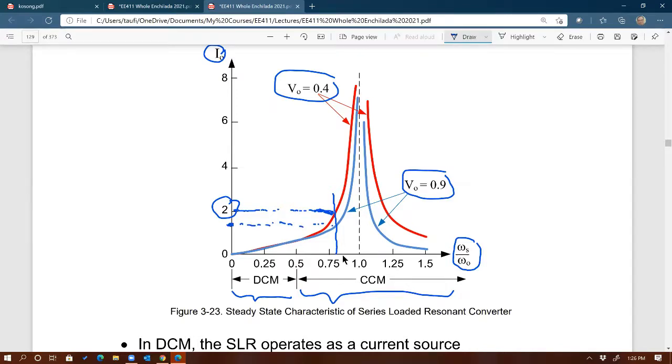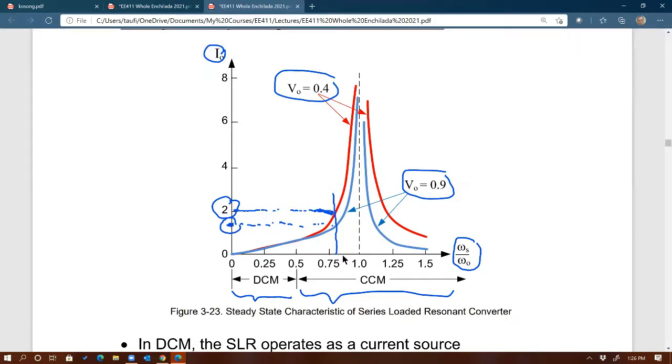The current is different, which makes sense, right? A different output voltage gives you, for the same resistor, a different output current. So that's nothing special there. But I'm just showing you how to read this curve, okay? So for a different ratio of the output voltage to the input voltage, you get different currents.